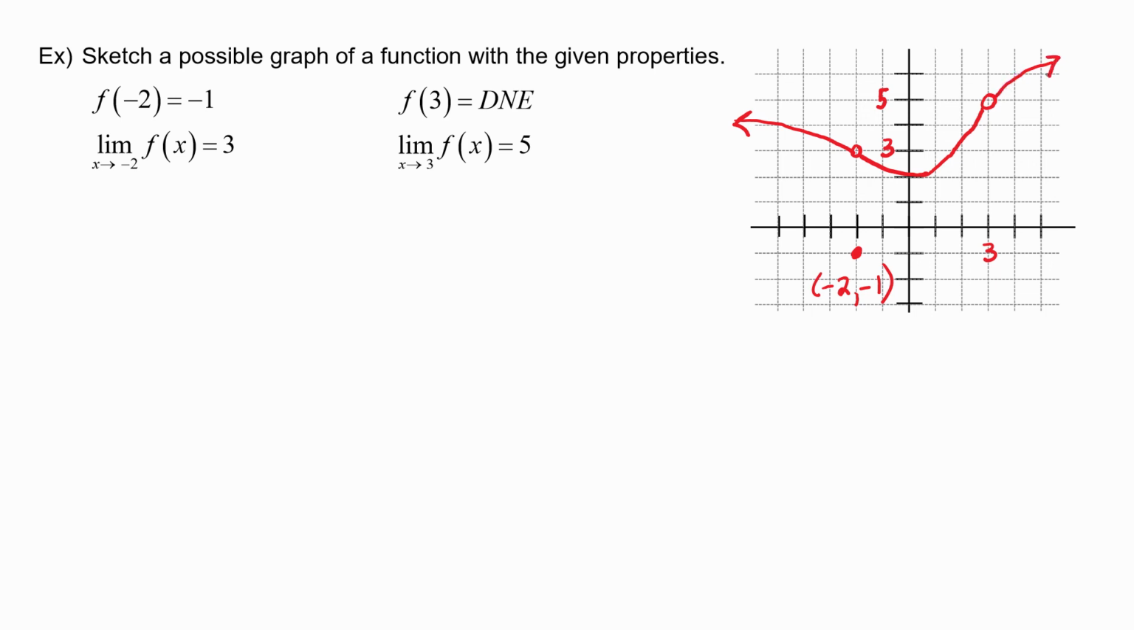So this is just one example. Your graph could have a different shape, but it would need to connect at these open circles. Yours may have come in here, gone through here, and come back down here. There's lots of variations that would work.